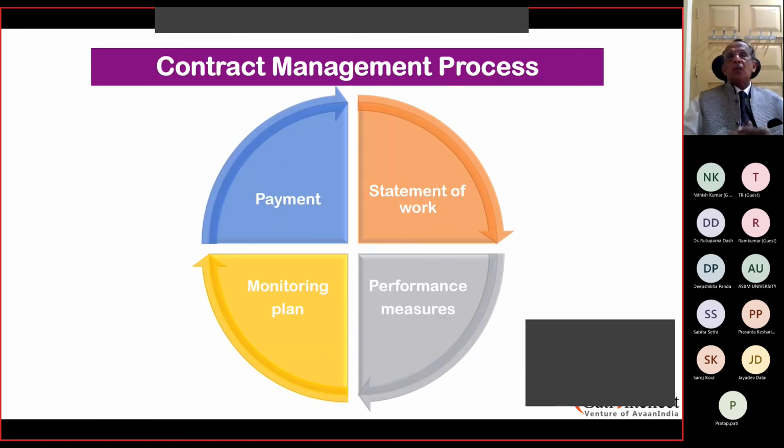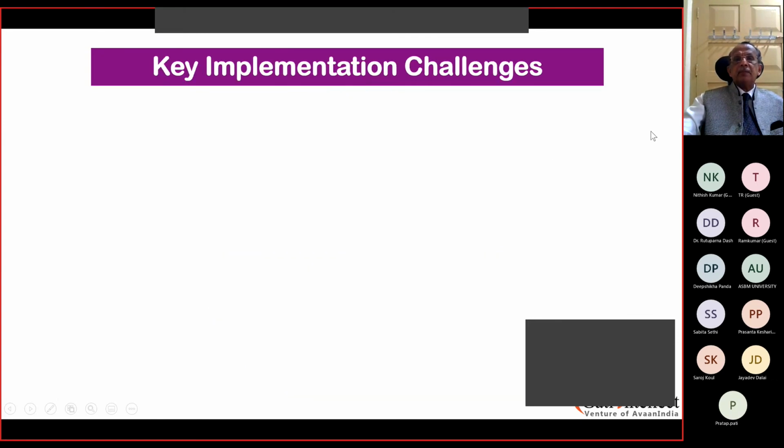See how well it looks: contract management, statement of work, whatever has to be done. We are going to see this very soon. Then you will understand better how this is the starting point. We will see this very soon. Then performance measures, what are the things to be measured? So the performance has to be bifurcated. Then monitoring the plan, then the payment. See, let's see the key implementation challenges.